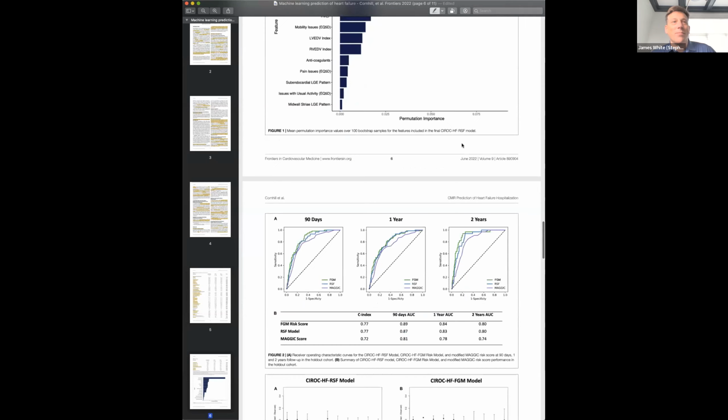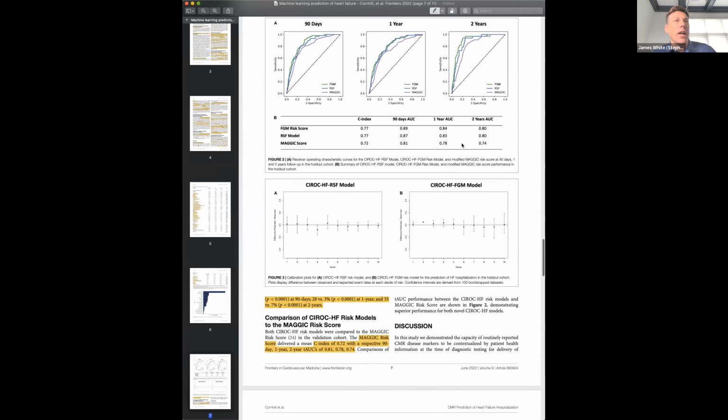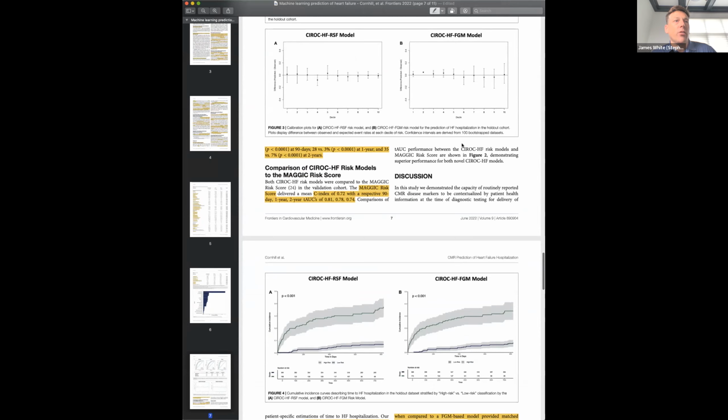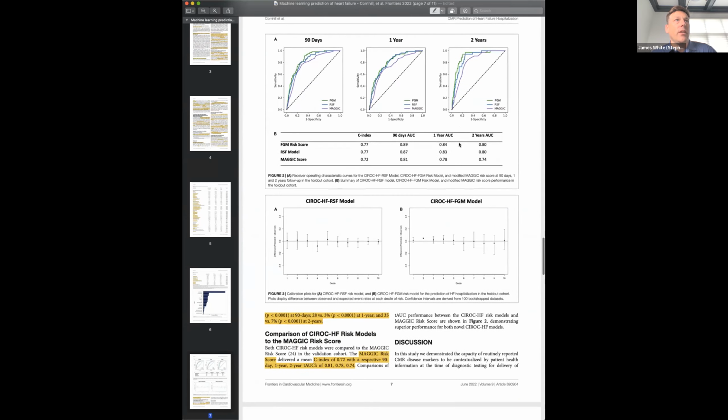I want to move on because I'm looking at the clock as I go here. But I did want to show the performance of the Fine-Gray model versus the machine learning based model. And what we see here is actually looking at the ROC curves for the respective models at 90 days, 1 year, and 2 years. So this is a classification based approach at three time points. And what we can see is that the Fine-Gray and random survival forest based models perform quite comparably.